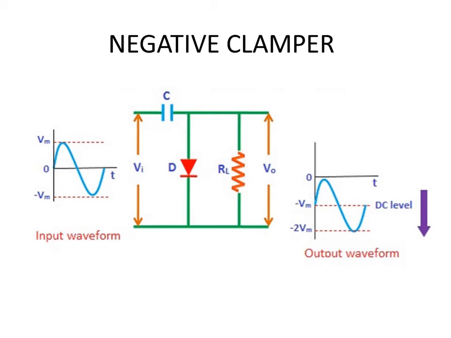Only thing is that you will have to be careful about the polarity of your capacitors, because in both these positive and negative clamper circuits, you will be making use of an electrolytic capacitor, which means it has got two distinct positive and negative leads, and you should not go wrong in the way in which you connect it.